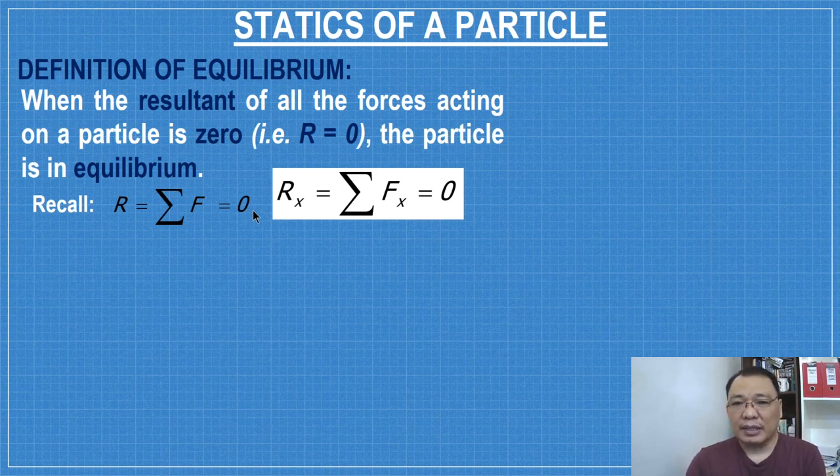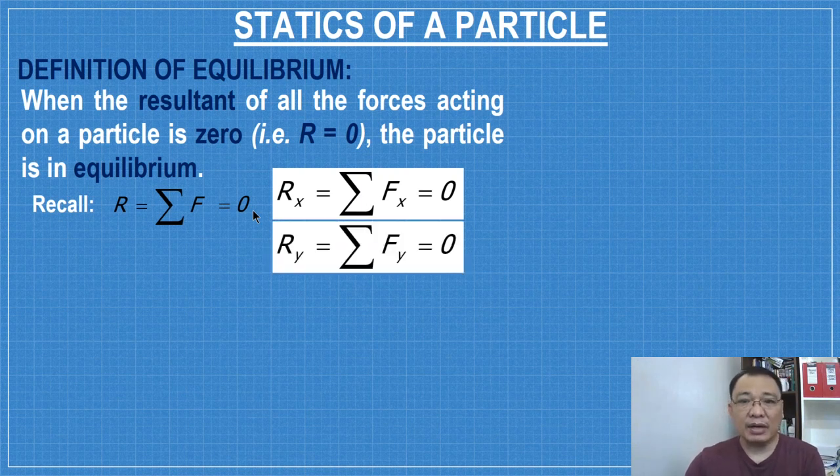So if the resultant is equal to 0, it means its components are also 0. So Rx, being the sum of all forces along x, must be equal to 0. Same also with y. So Ry, which is the sum of all vertical components, must be equal to 0 also.